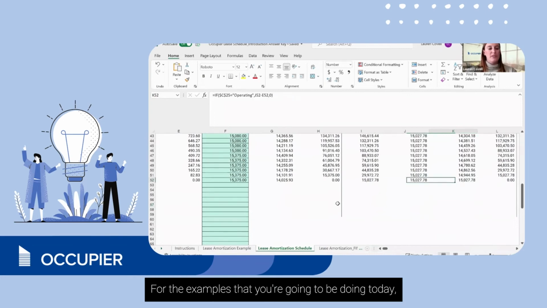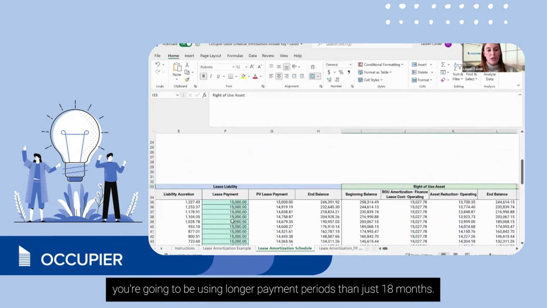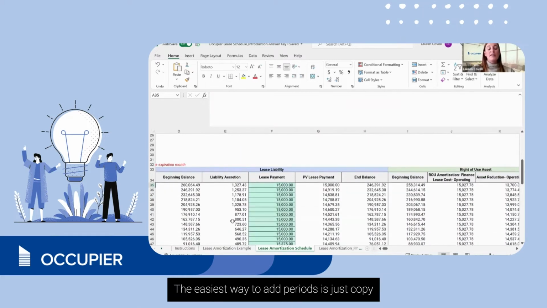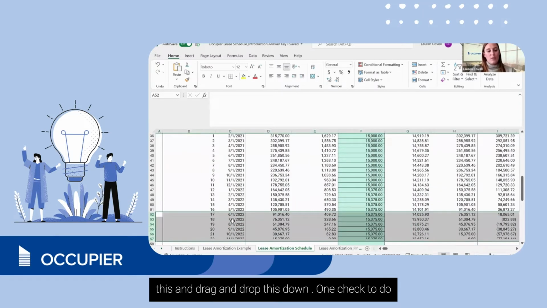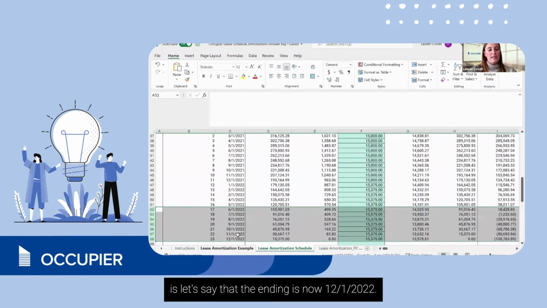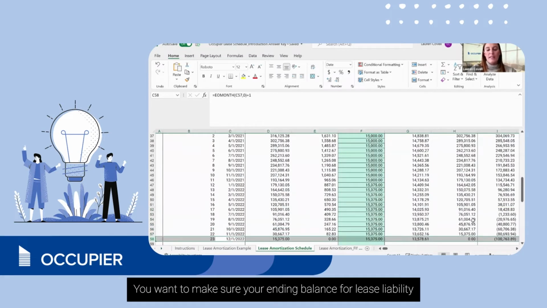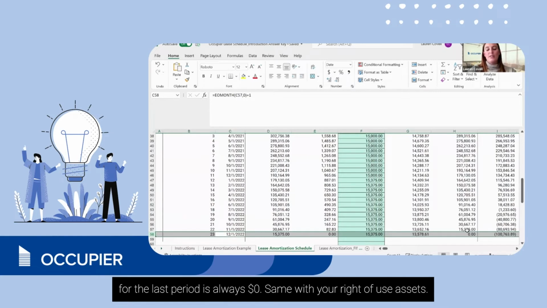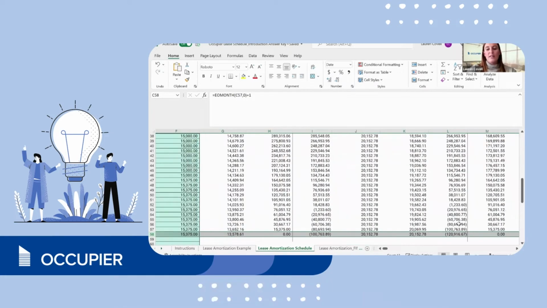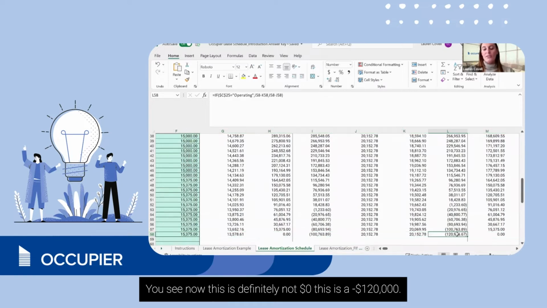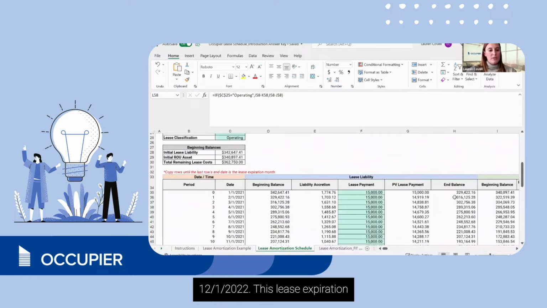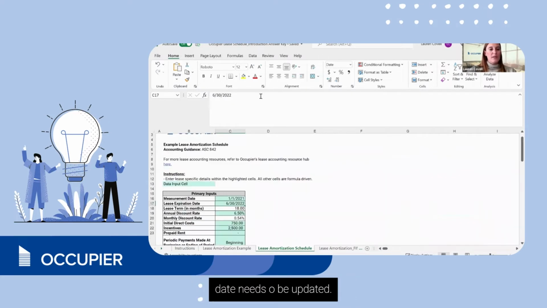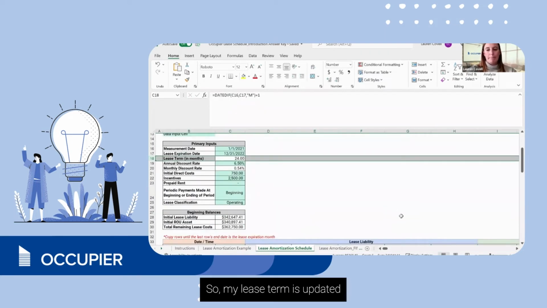For the examples that you're going to be doing today, you're going to be using longer payment periods than just 18 months. The easiest way to add periods is just copy this and drag and drop this down. One check to do is, let's say that the ending is now 12/1. You want to make sure your ending balance for lease liability for the last period is always 0. Same with your right of use asset. You see now, this is definitely not 0. This is negative 120,000. So what needs to be updated? This is 12/1/2022. This lease expiration date needs to be updated. So my lease term is updated. And now I have 0.